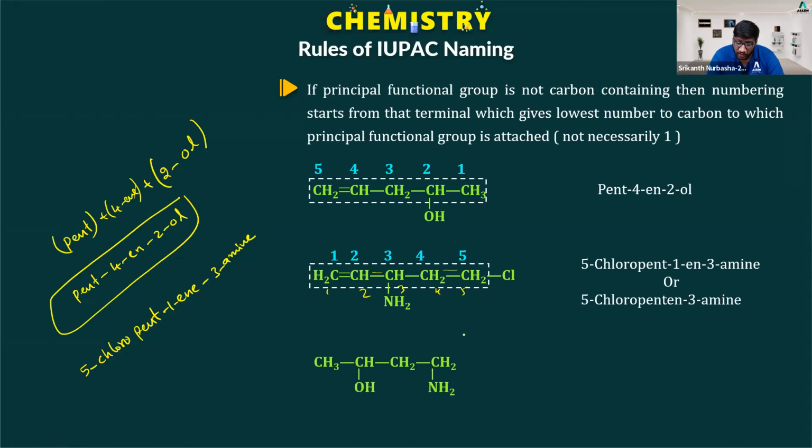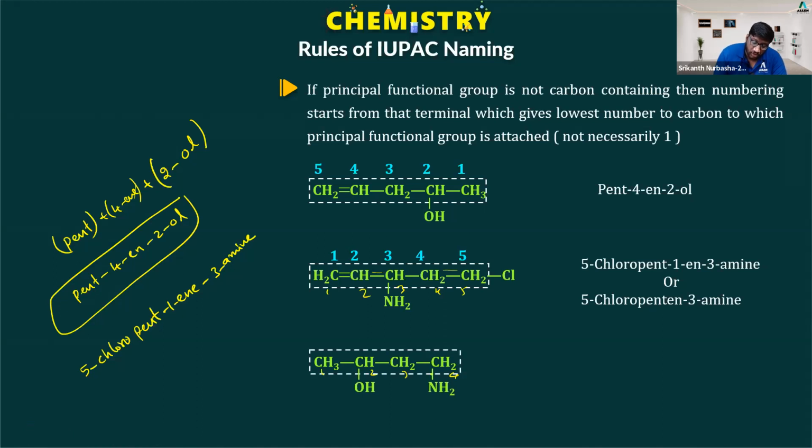CH3, CHOH, CH2, CH2, NH2. Try to name this, all of you. OH and NH2. Now we have two functional groups, OH and NH2, so which has to be taken as the highest priority? Highest priority is given to OH. So 1, 2, 3, 4. On the fourth position, you have NH2. Whenever NH2 is taken as a substituent, it is called amino. So 4 amino, butan 2-ol. Yes or no?